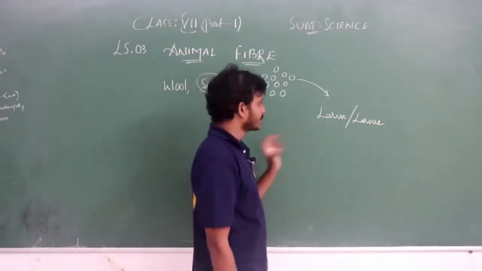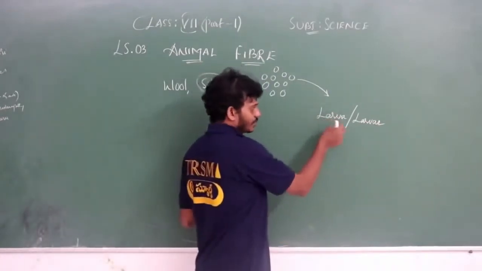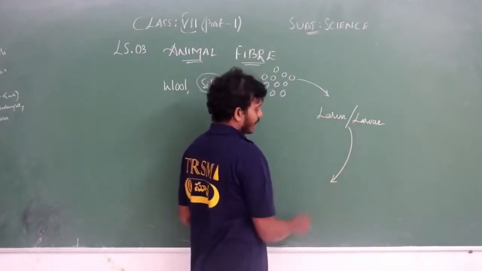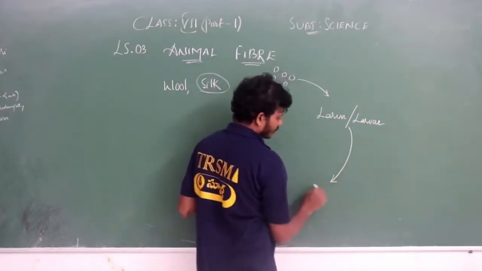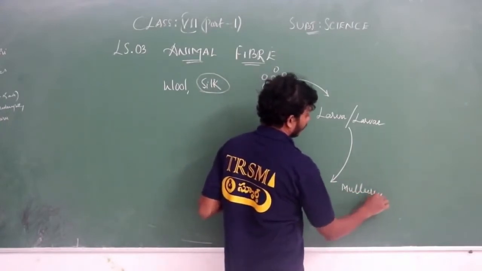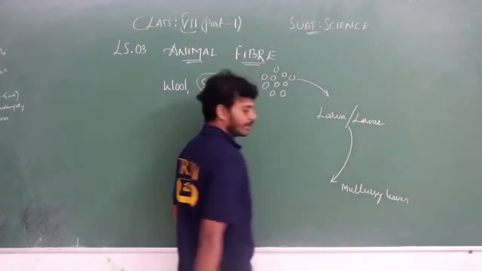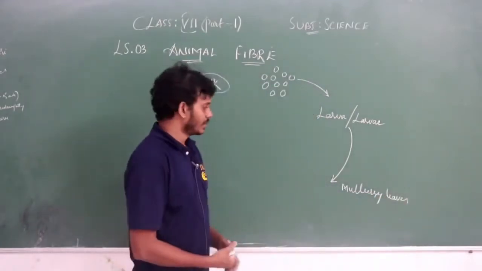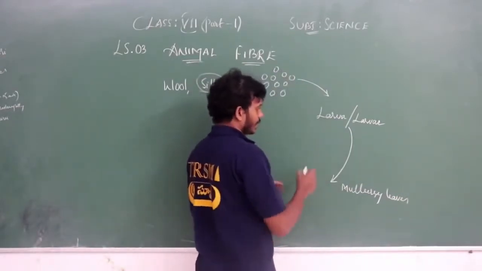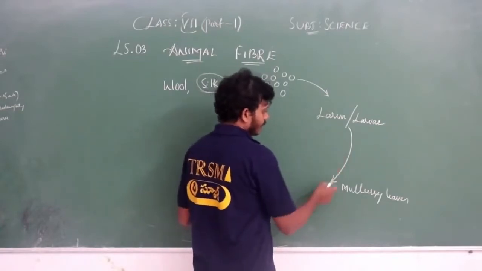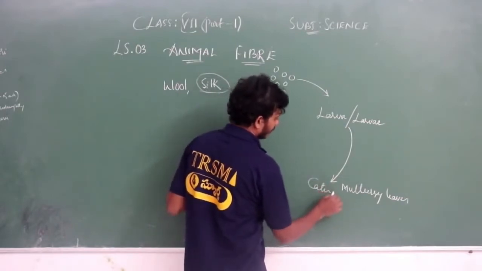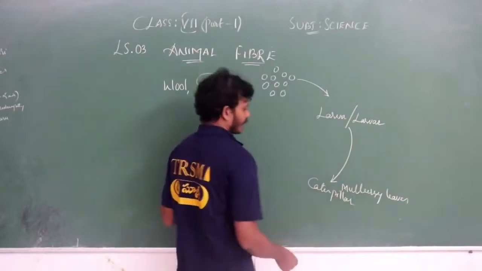This larva develops in different stages. It starts eating leaves. Which leaves? It starts eating mulberry leaves, and even other leaves also. So the larva which is present here starts eating the mulberry leaves. This is the stage of caterpillar. This is the caterpillar stage.